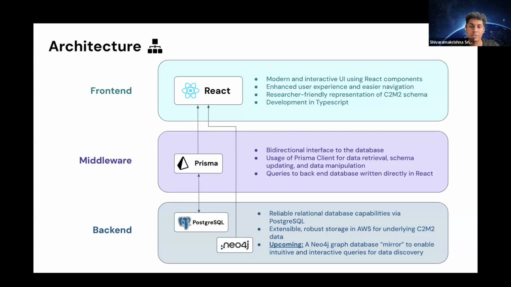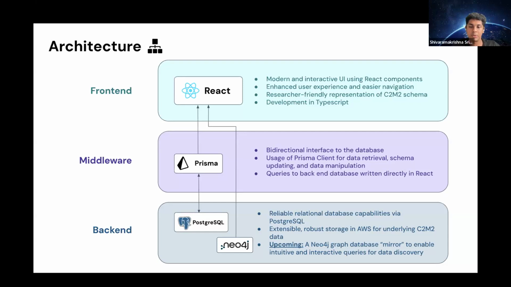For the middleware, we use a tool called Prisma, which provides a bidirectional interface to the database. And using the Prisma client for data retrieval, updating our schema, and manipulating our data has helped really smoothen the workflow of interfacing with our backend. And the added benefit of using Prisma is we can write our queries to the database directly in React.